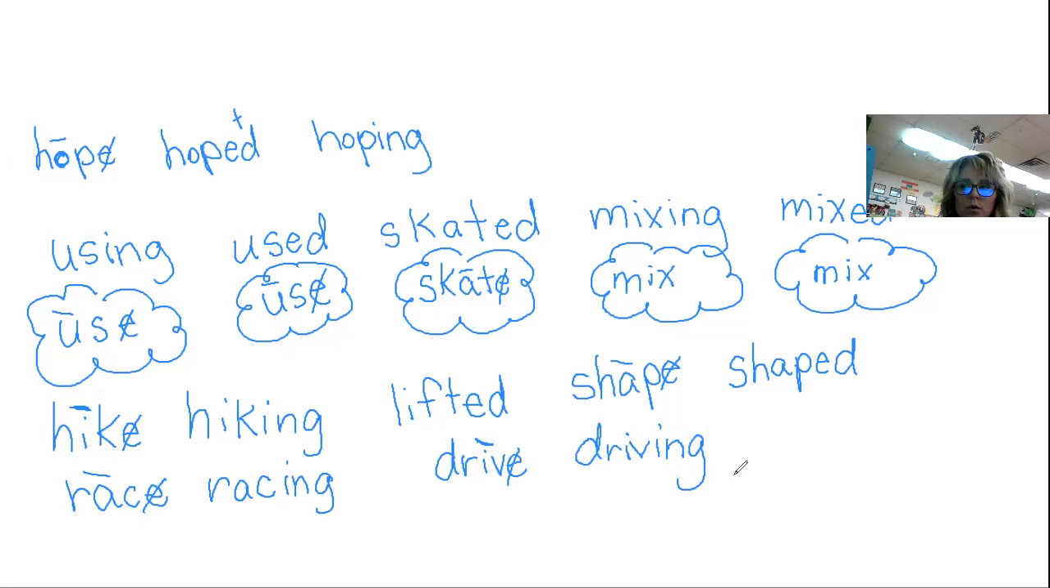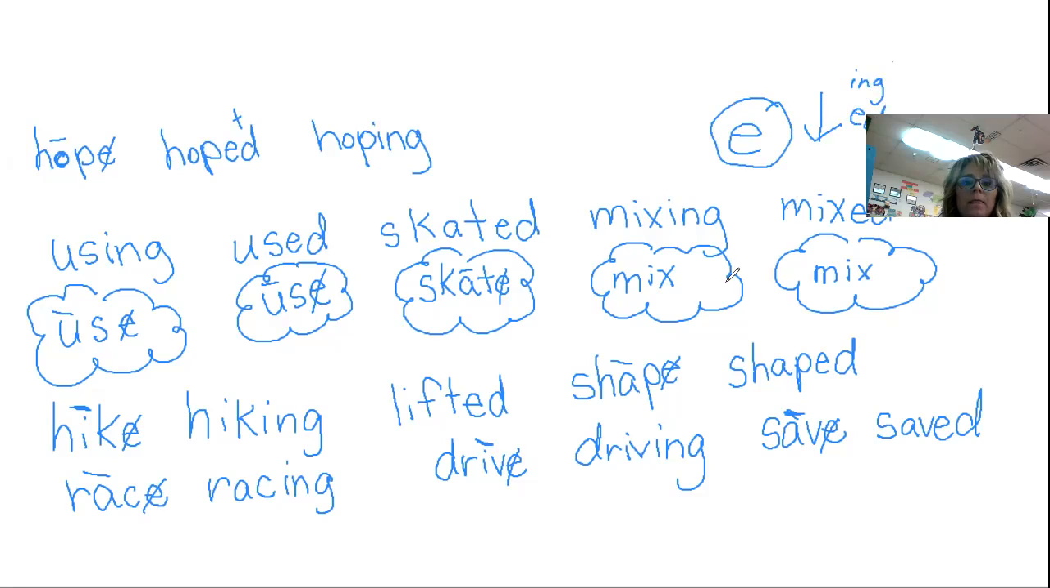And I want you to try one more. I want you to try saved. Nate saved 10 stamps. So if we write save, we know we have a long A, sneaky E. And to make saved, we're going to take the E off and add ed, because if I didn't, I would have two E's there. So when you have a sneaky E, you're going to drop it, and then you're either going to add ing or ed.